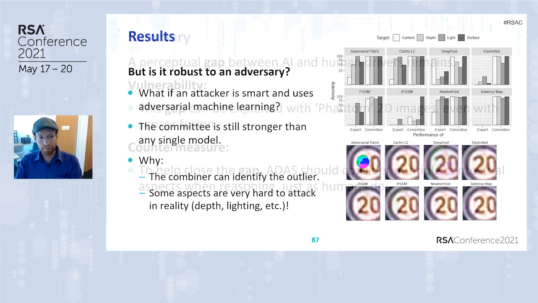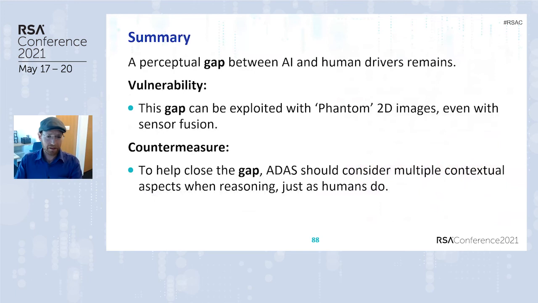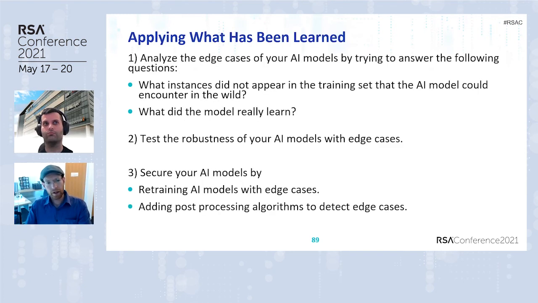So in summary, there exists a perceptual gap between AI and human drivers. And this gap can be exploited by an attacker, even with sensor fusion in place. However, if we can force our models to consider multiple aspects or perspectives on the data, then we can mimic a human's intuition and close this gap further. So how can we apply what we've learned in this presentation? For future systems, we should always consider redundancies when developing safety-critical AI systems, especially if the AI subsystem has direct control over the system's behavior.